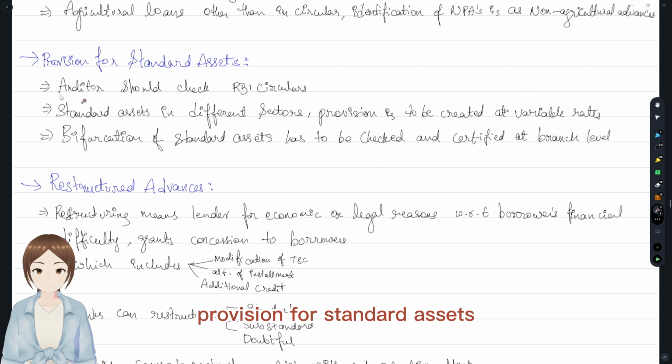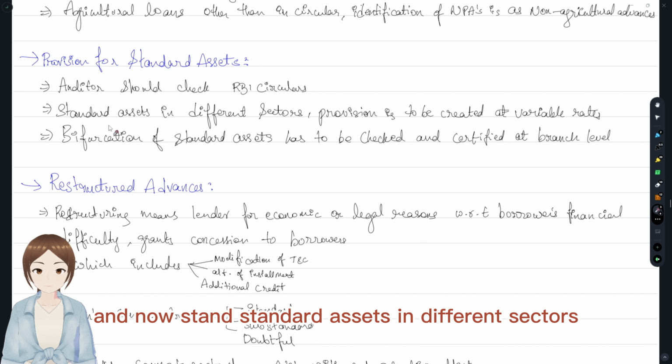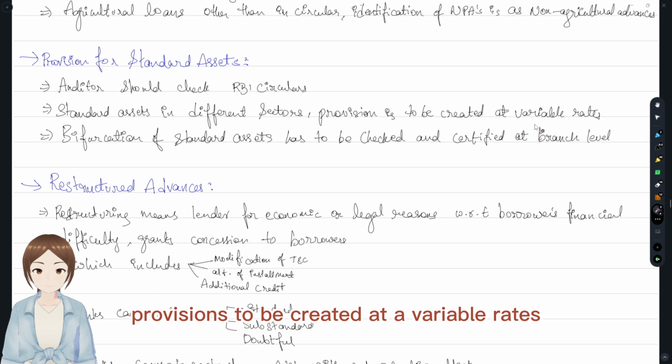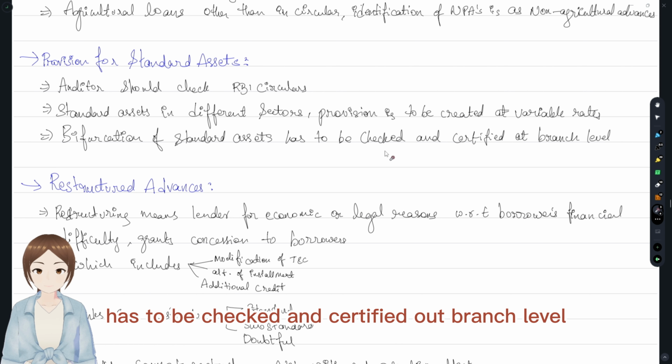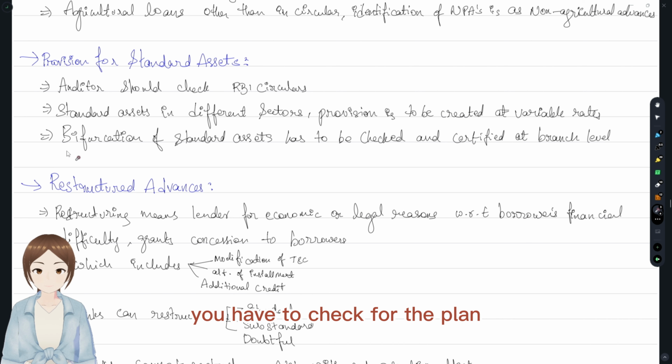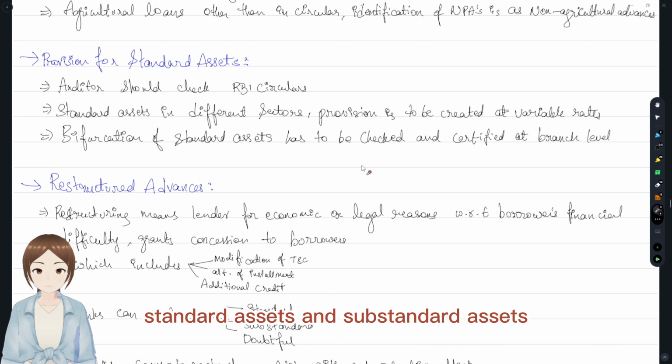Provision for standard assets: even for standard assets, we have to put the provisions category, like 0.1 or 0.4, depending upon that. And the auditor should check for RBI circulars and standard assets in different sectors, provisions to be created at variable rates. That is, different sectors have different rates. Bifurcation of standard assets has to be checked and certified at a branch level. We have to check for the classification of standard assets and substandard assets.